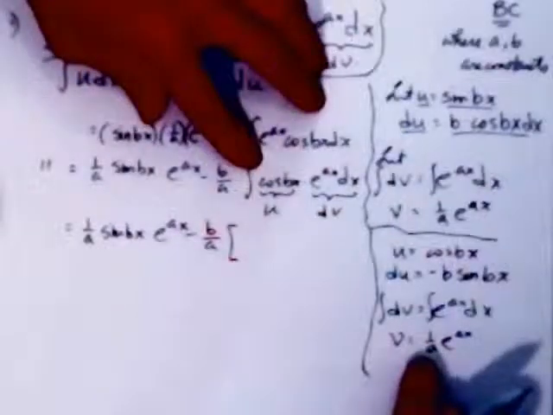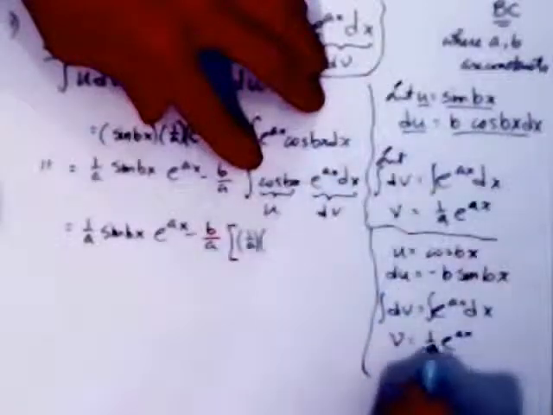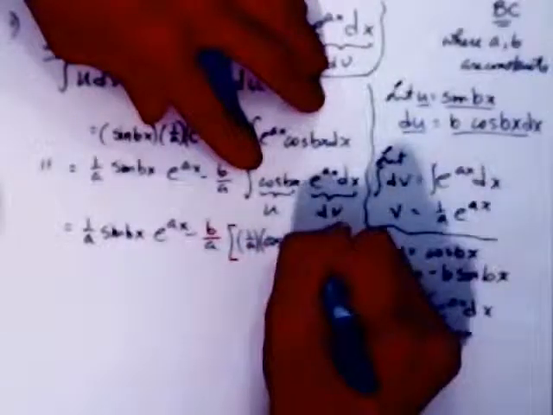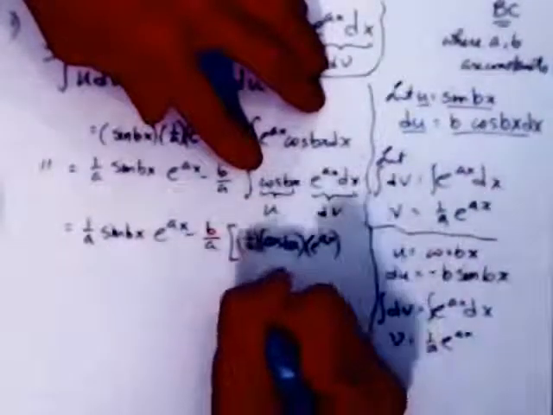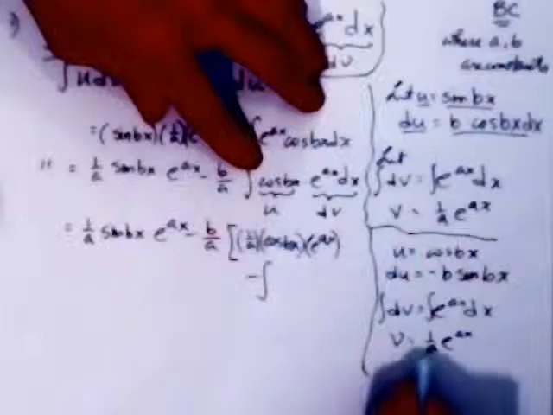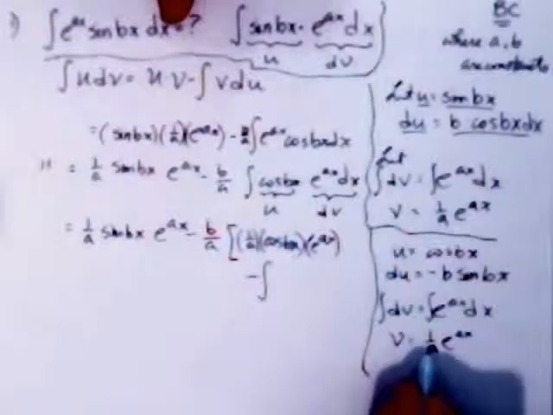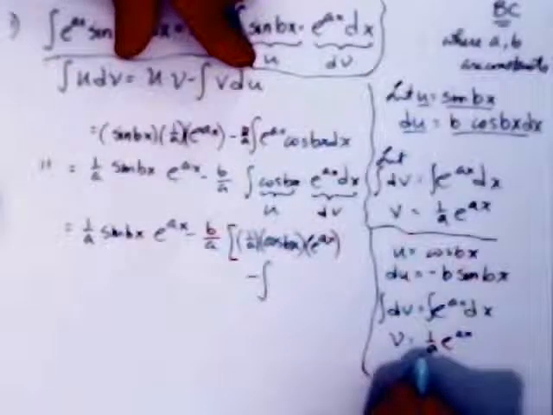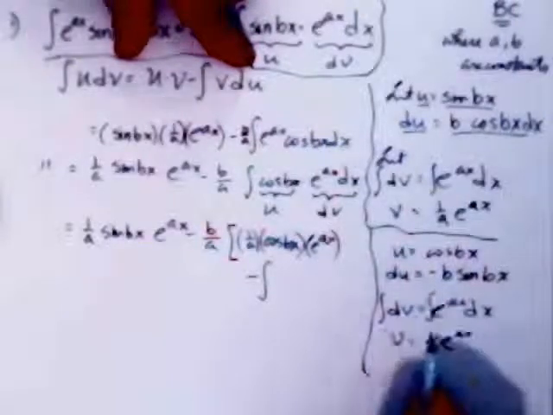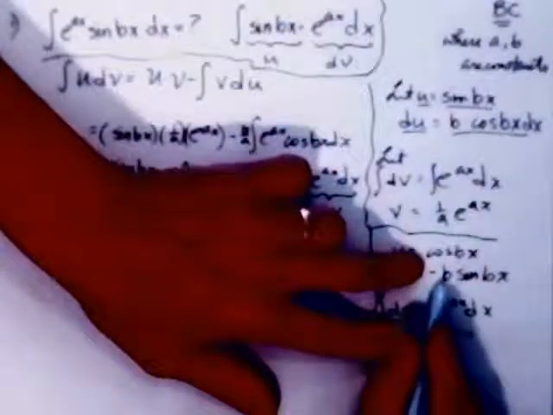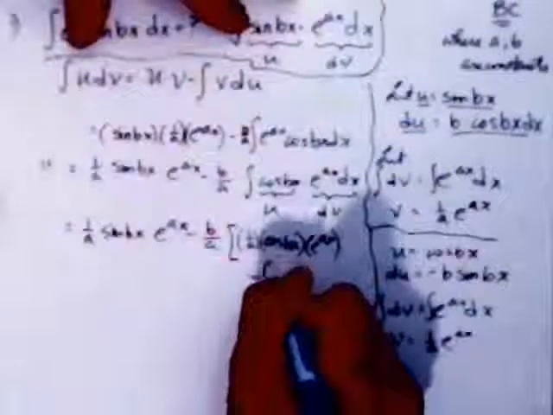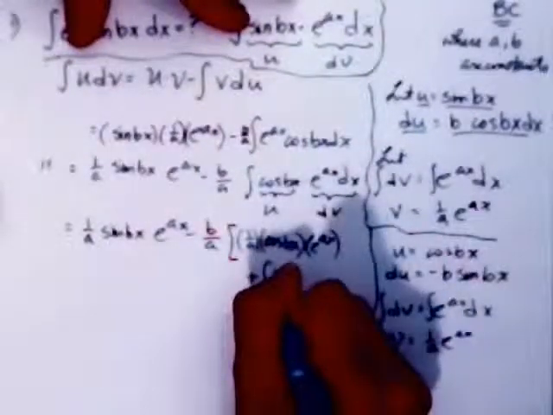So I'm going to factor out 1 over a. That's a constant, times cosine of bx times e to the ax, and then minus integral of v du. So v is 1 over a, du is right over there. Notice that there's a minus. I'm going to put the b in the numerator, a in the denominator. It's going to be plus now, b over a.